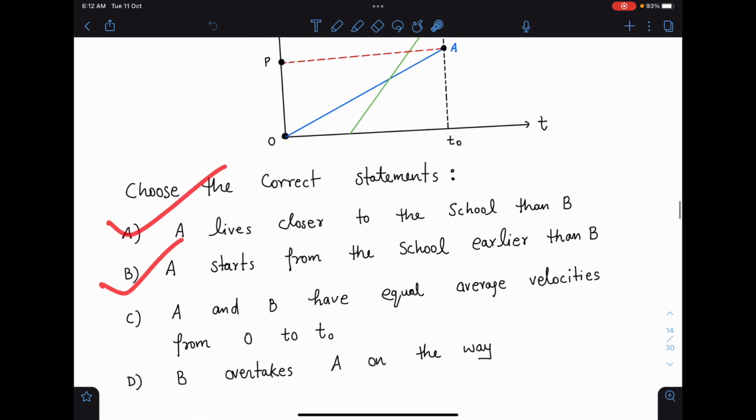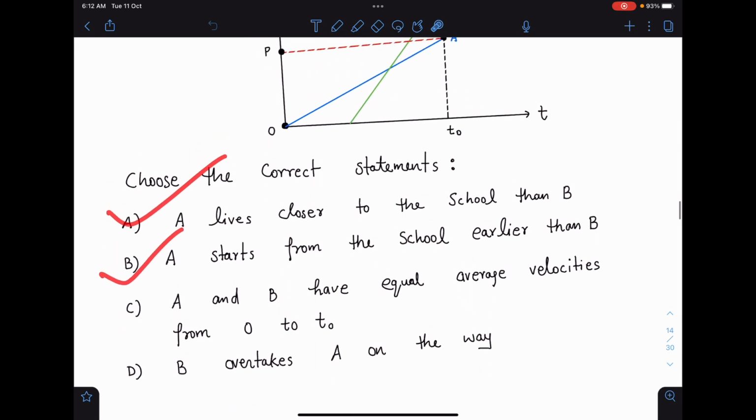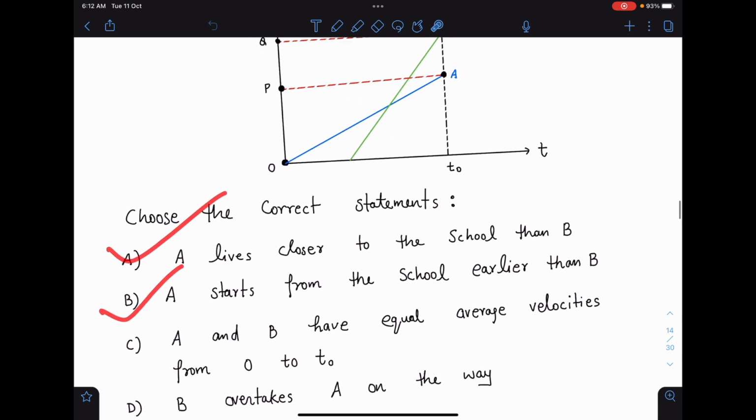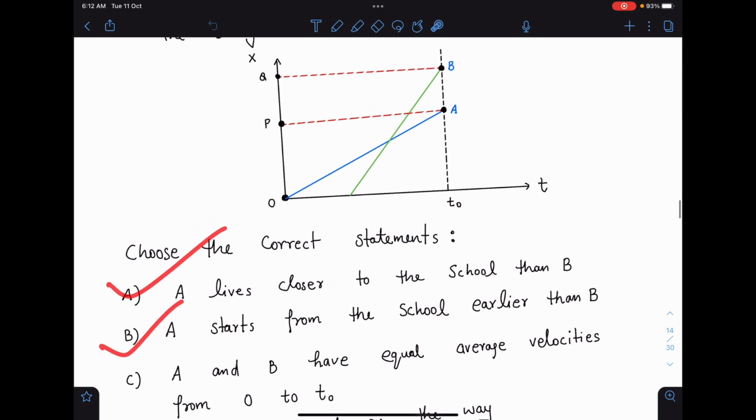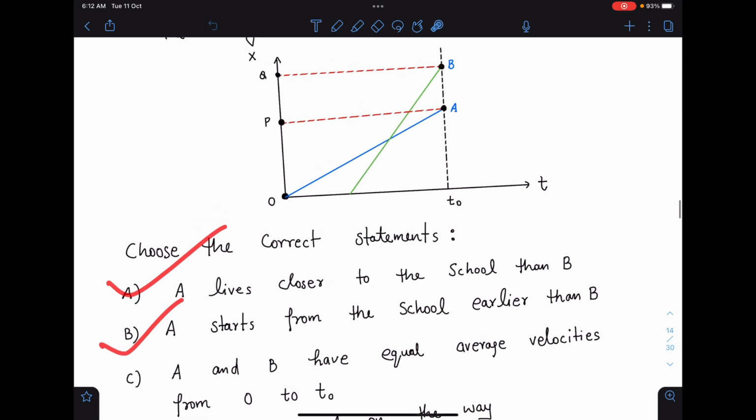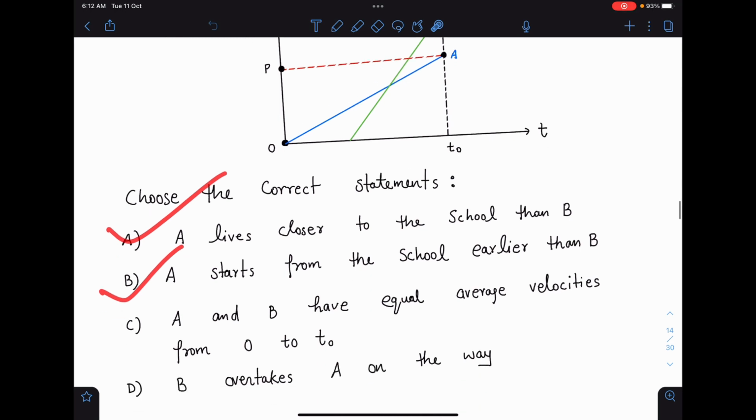Now, A and B have equal average velocities from 0 to t naught. Displacement wise we have to see: time is same but displacement is different. So I hope it is clear to you that both will not have the same average velocity, because time is same but displacements are different for both.